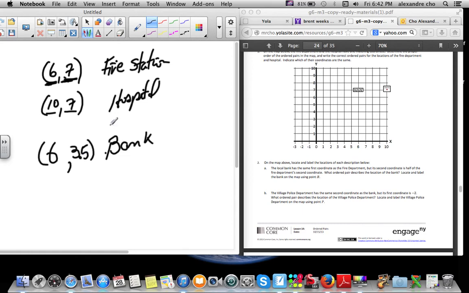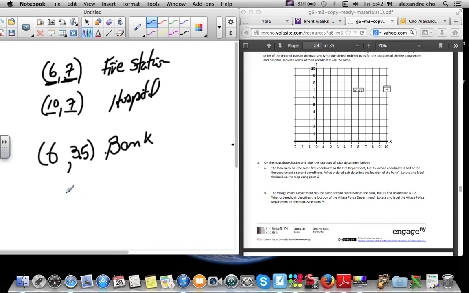Yes, you can have 3.5. You can have 3.5 on the coordinate plane. So where's the bank? The bank would be 6 over, 1, 2, 3, 4, 5, 6, and 3.5 up, right about there. Okay, and you would write a letter B there.